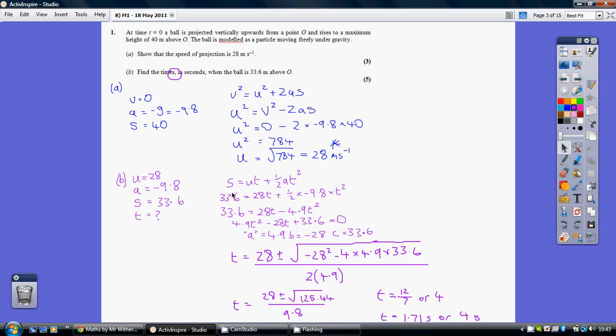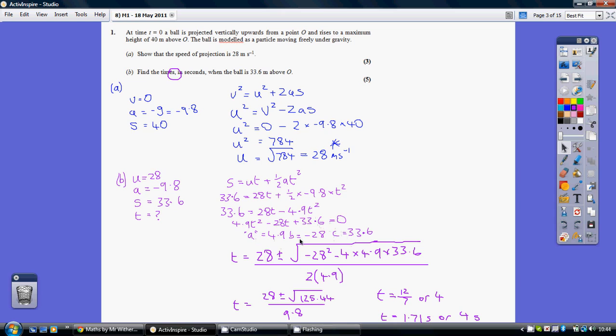So substituting into s equals ut plus half at squared, we end up, once we've rearranged it, with this quadratic formula to solve. It doesn't factorize. Now this is a tad confusing because this a is not the acceleration. I'm just trying to use the coefficient of t squared being a, the coefficient of t being minus 28, and the coefficient at the end being c. So a, b, and c.